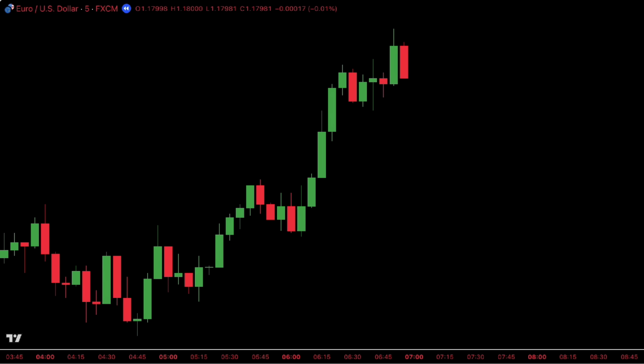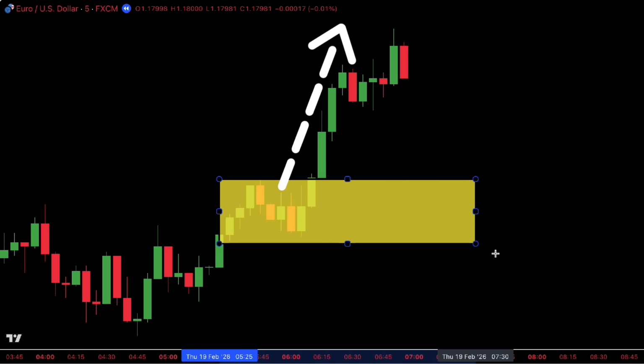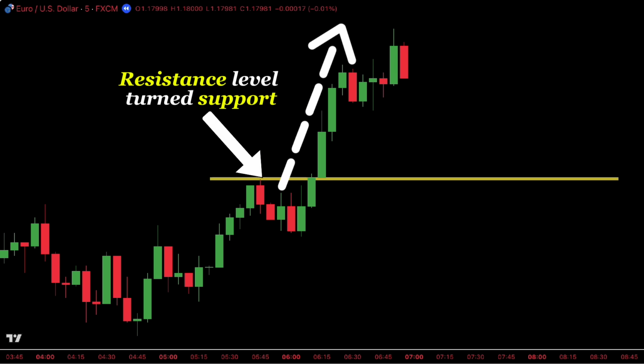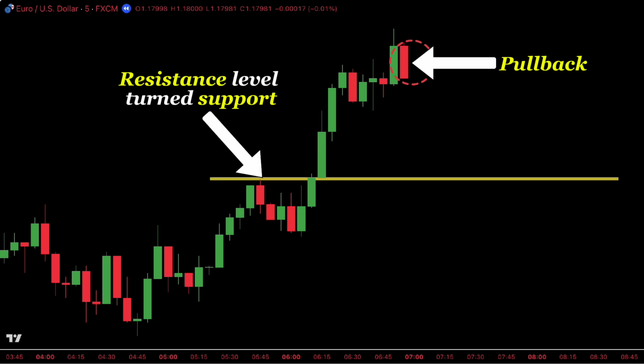As the market moves, we can clearly identify an impulsive move to the upside, where buyers push the price higher with strength. During this move, price breaks above a previous resistance level. This breakout is an important signal because once resistance is broken, it no longer acts as resistance. It turns into support. After the breakout, the market does not continue moving up immediately. Instead, it starts to retrace.